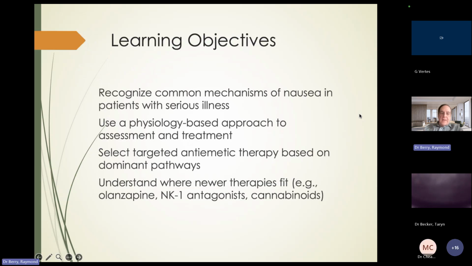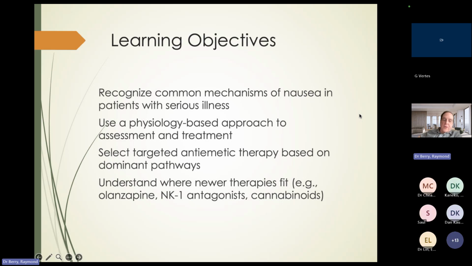So what are the learning objectives today? We're going to recognize some of the common mechanisms. We're going to look at this from a physiology point of view: the mechanisms of nausea in palliative care and people with serious illness. We're going to use a real physiology-based approach to assessment and treatment. We're going to select targeted therapies that are based on these physiologic pathways. And then I will touch on some of the newer therapies, although a lot of these have been around for a while, and talk about where some of the other medications fit into our approach.